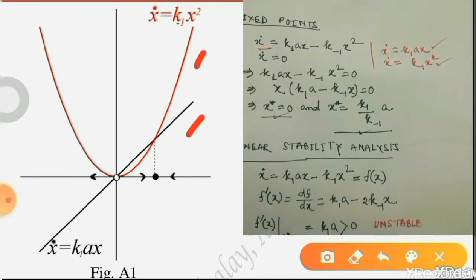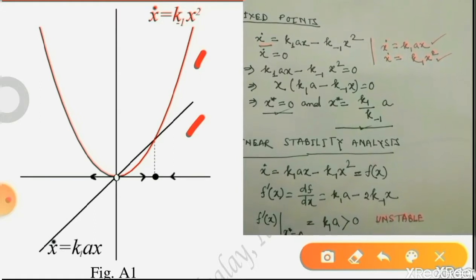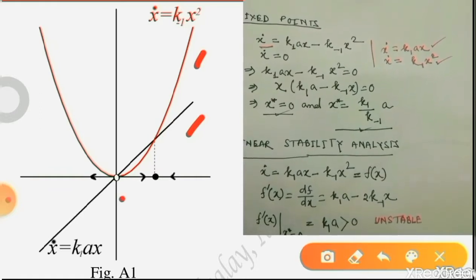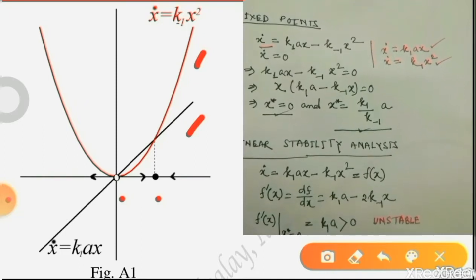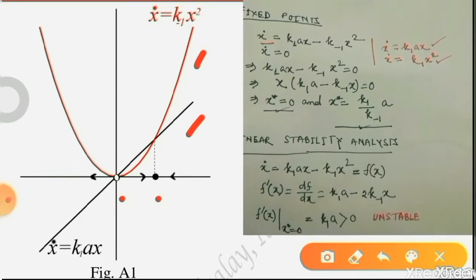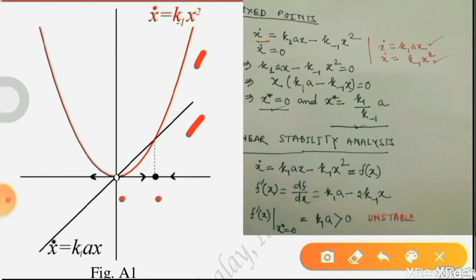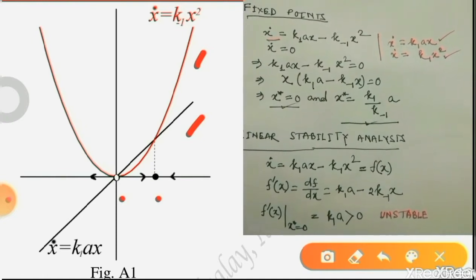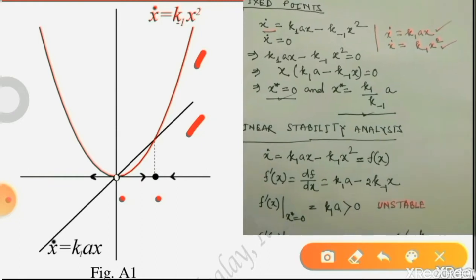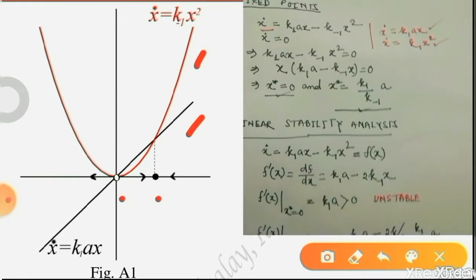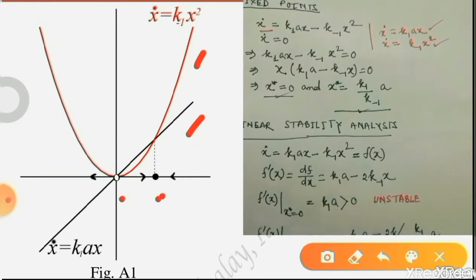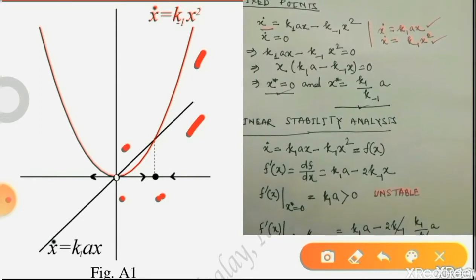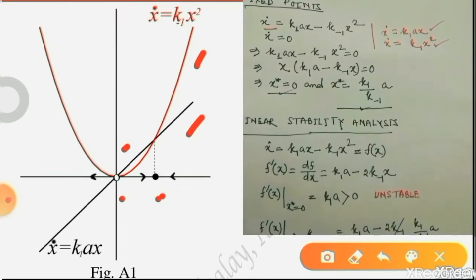The points where these two curves intersect each other will be fixed points. At these 2 points, the parabola intersects the straight line. So, these are the 2 fixed points, because at these 2 values of x, x dot becomes 0. And in between these 2 points, the straight line lies above the parabola.